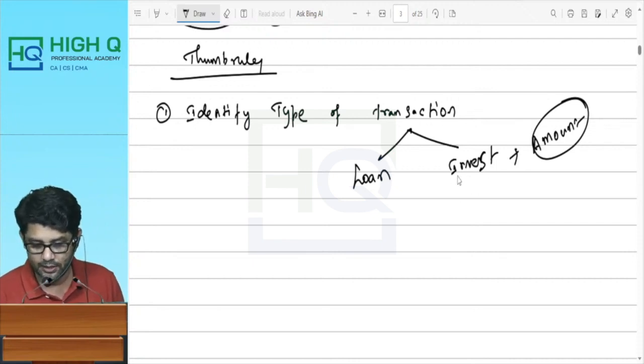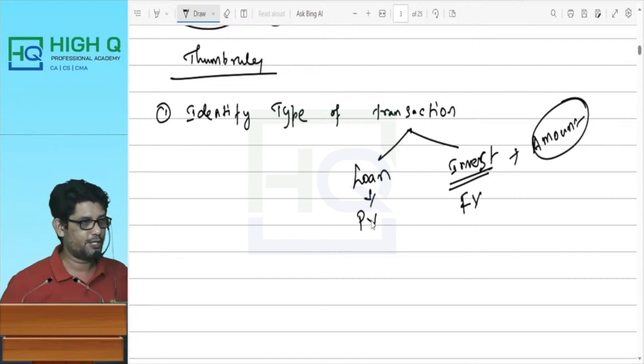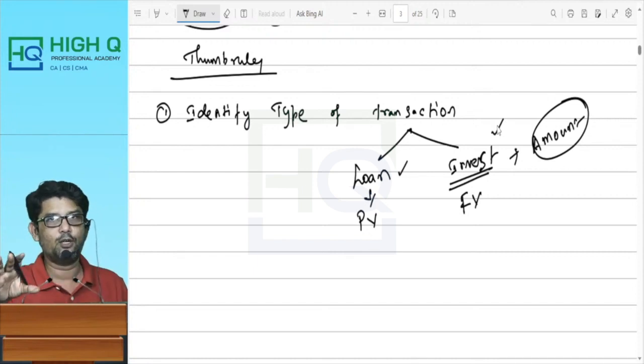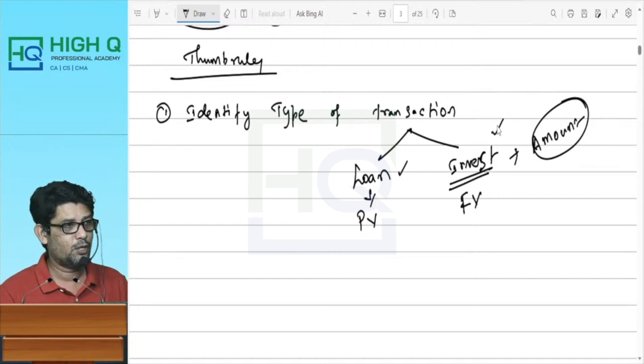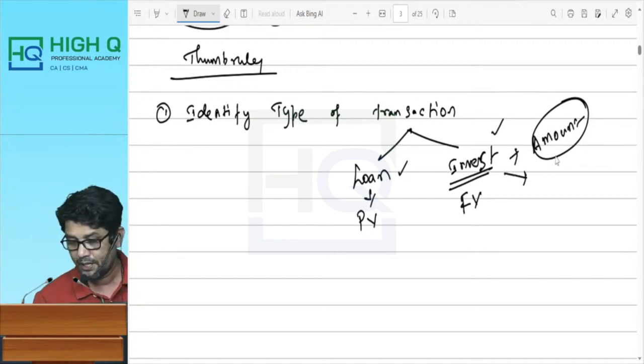Now listen here. When the problem is based on investment, we have to use future value. When the problem is based on loan, we have to use present value. First, we need to identify the type of transaction, whether the problem is based on loan or on investment. When the problem is based on loan, we calculate present value. When based on investment, we calculate future value. This is point number one. Or if they directly ask you to find out amount, future value. If they ask you to find out sinking fund, future value.